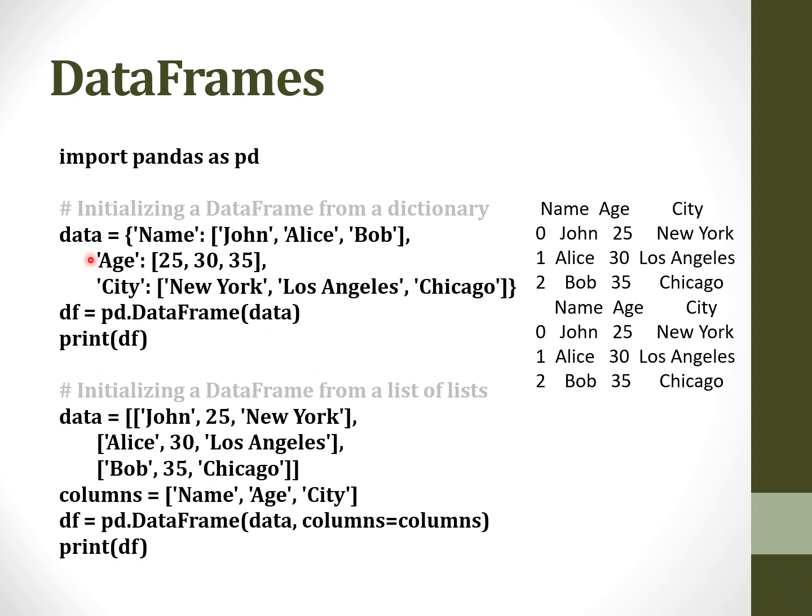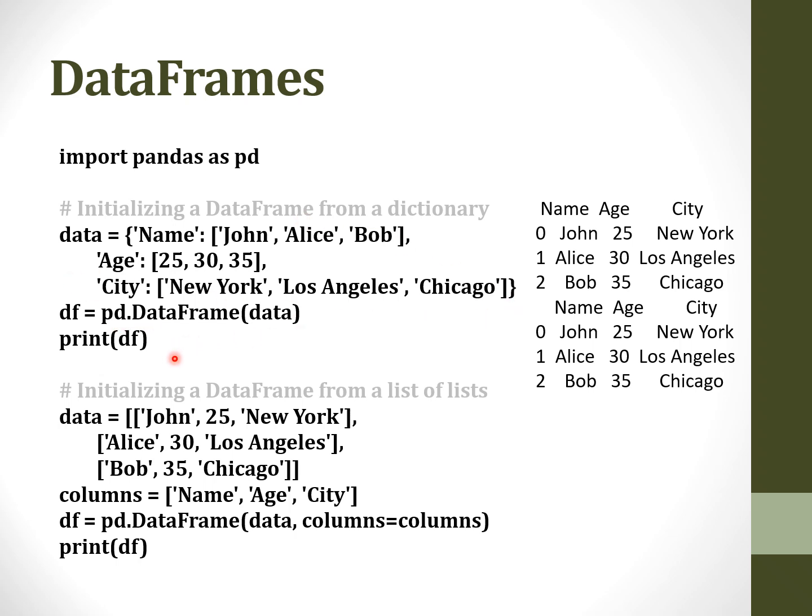So we can see an example for data frames. We have some data, and we are going to create a data frame using values from a dictionary. For name, you have John, Alice, Bob. For age, you have three values 25, 30, 35. And for city, you have New York, Los Angeles and Chicago. So we are converting this dictionary data into a data frame.